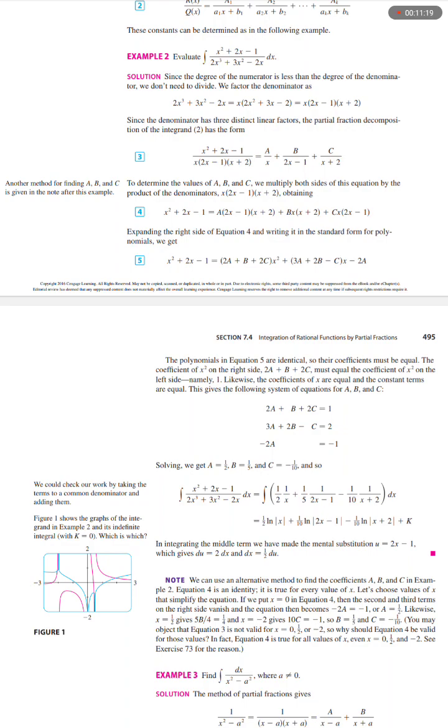And so we have a sidebar. We could check our work by taking the terms to a common denominator and adding them. Figure 4 shows the graphs of the integrand in example 2 and its indefinite integral with K = 0. Which is which? Back to the text.